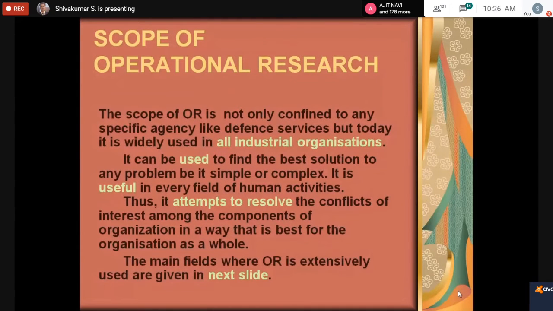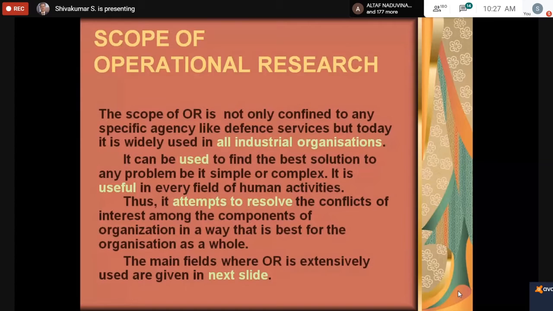Next, scope of OR. I told you only about the OR definition and features. Now, the scope of OR. The scope of OR is not confined to any specific agency like defense services, but today it is widely used in all industrial organizations.